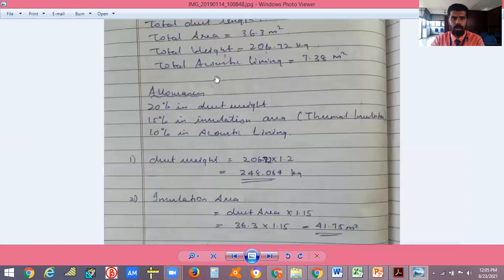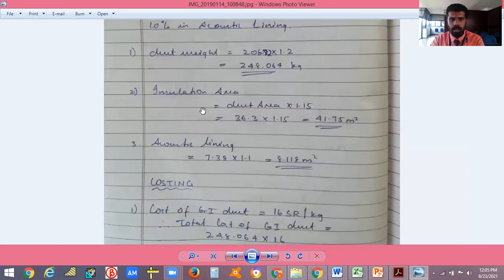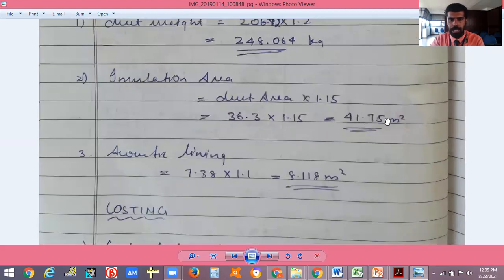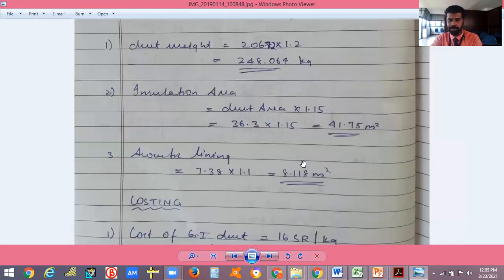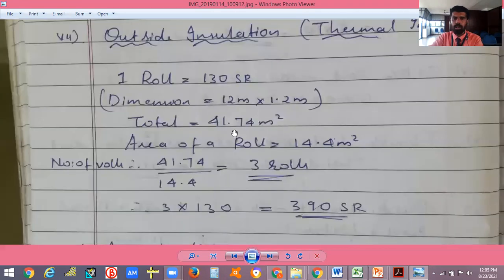Okay. So we are going to see how much is our total thermal insulation. This thermal insulation area was 41.75 meters square, right? And acoustic it was 8.11 meter, correct? Including the allowance. So the total was 41.74. So the area of one roll will be how much? You know the dimension of one roll is 12 meter into 1.2 meter. So the area of one roll will be 12 into 1.2. That will be 14.4 meters square. So our total area is 41.74 meters square.